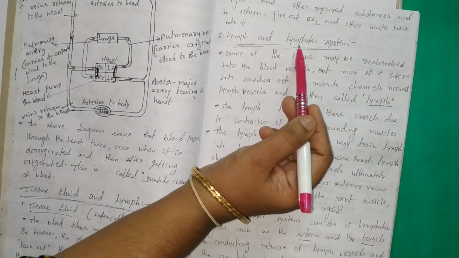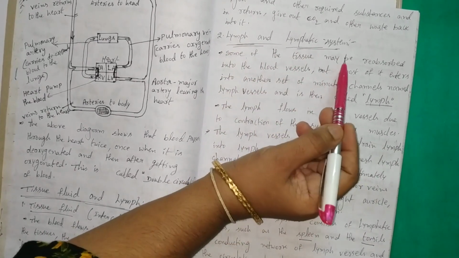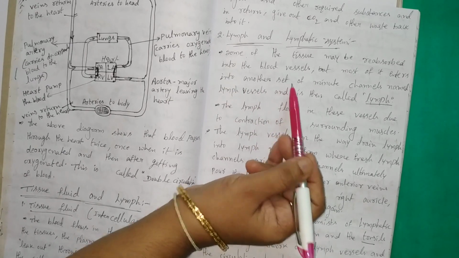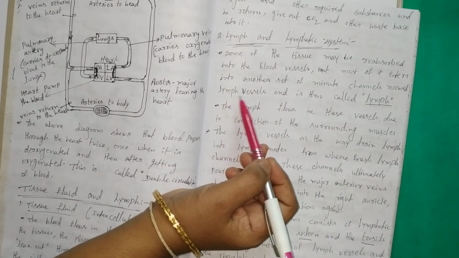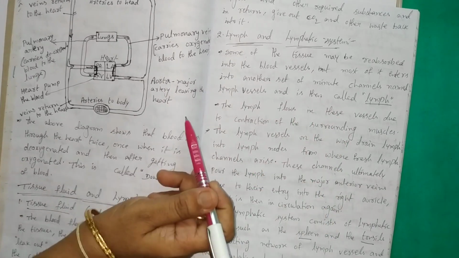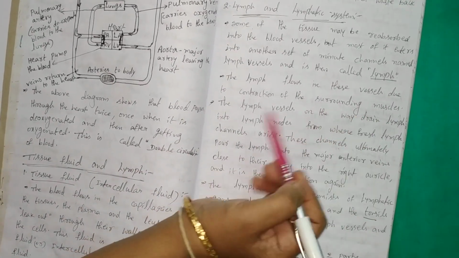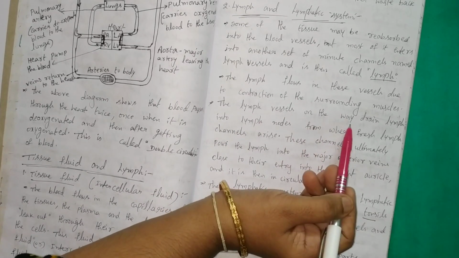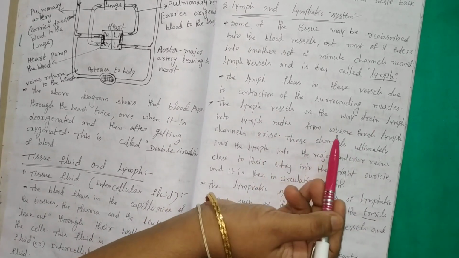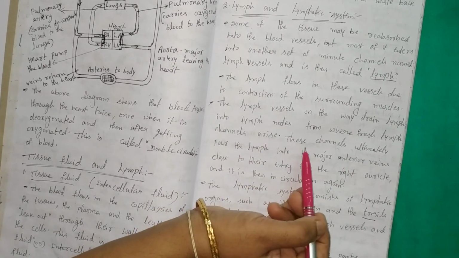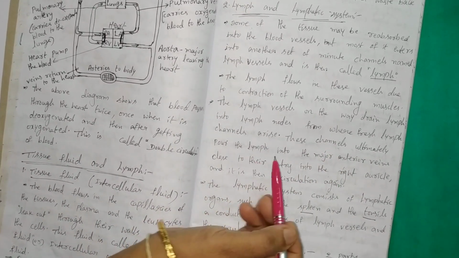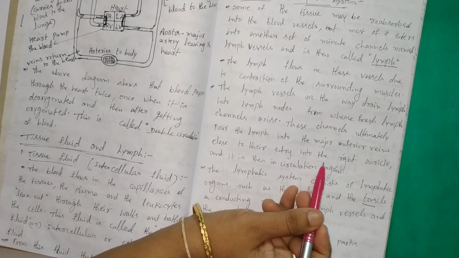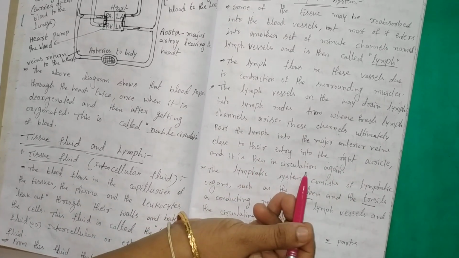Second one, lymph and lymphatic system. Some of the tissue fluid may be reabsorbed into the blood vessels, but most of it enters into another set of minute canals named lymph vessels and it is then called lymph. The lymph flows in these vessels due to contraction of the surrounding muscles. The lymph vessels on the way drain lymph into lymph nodes from where fresh lymph canals arise. These canals ultimately pour the lymph into the major anterior veins close to their entry into the right auricle and it is then in circulation again.